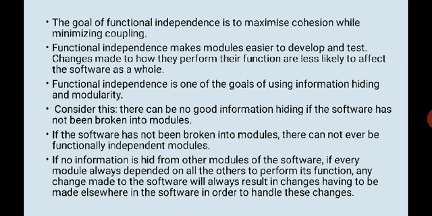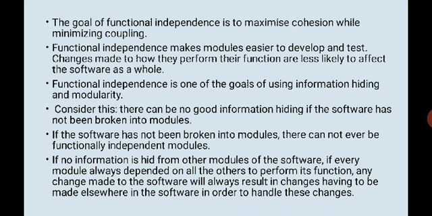The functional independence makes modules easier to develop and test, right? So you can make small modules with small functionalities, and then you can test them individually, and you can also develop them individually. So it gives you a much easier way to develop and test. The changes that you make to how they perform their function are less likely to affect the software as a whole. Functional independence is one of the goals of using information hiding and modularity, right? So the objective behind modularity and information hiding is to obtain functional independence.